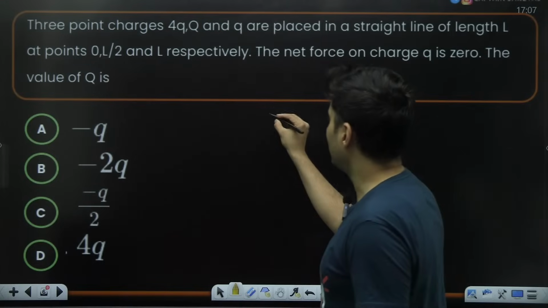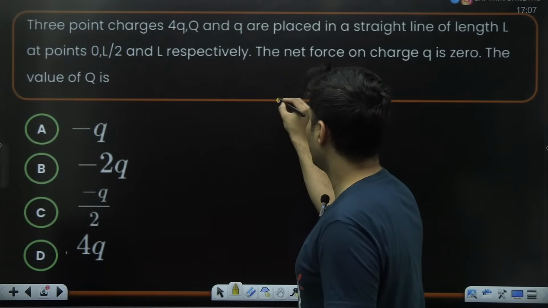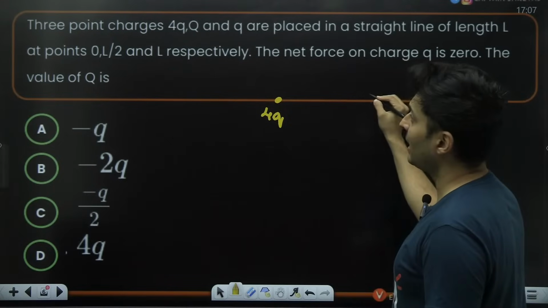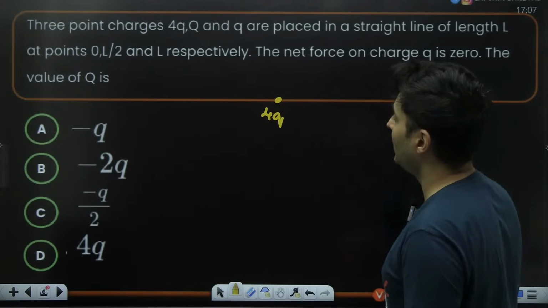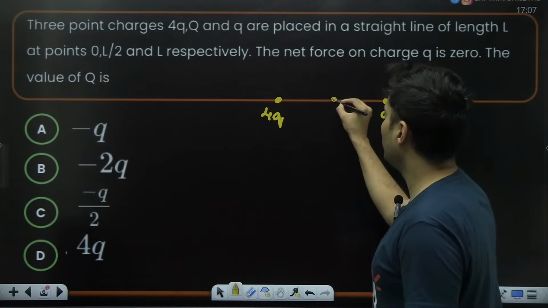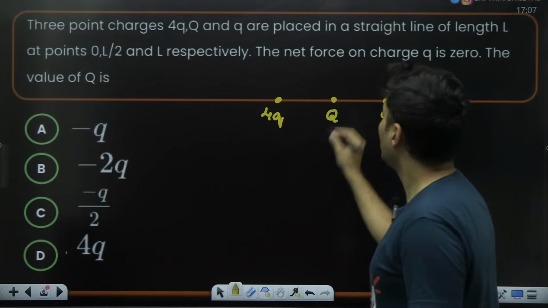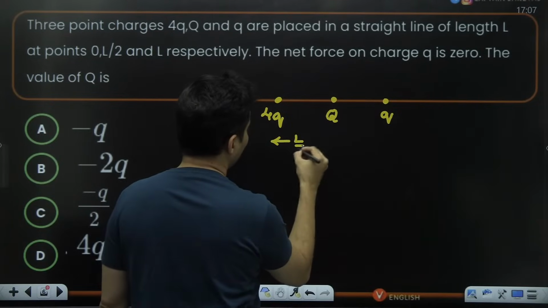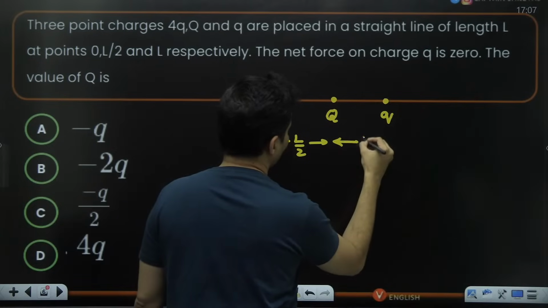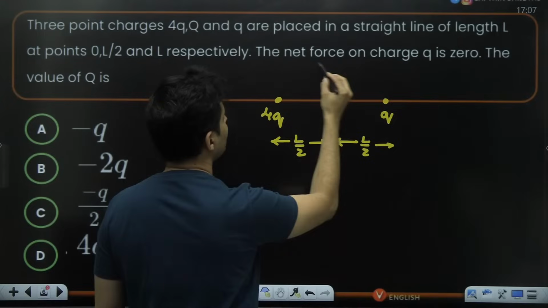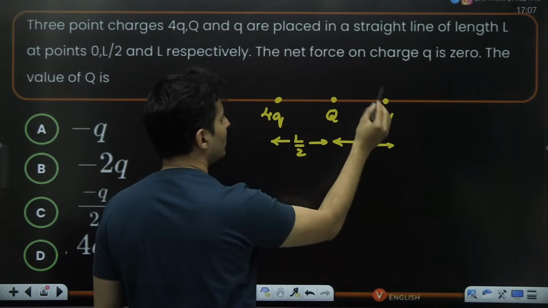Okay. So what is it? 4Q, Q and Q. So let me show 4Q over here. Positions 0, L by 2 and L. The next one is basically Q, and in between we have capital Q, placed at 0, L by 2 and L. That means this is nothing but L by 2, and this is also L by 2. And the question says that the force on charge small q is 0.